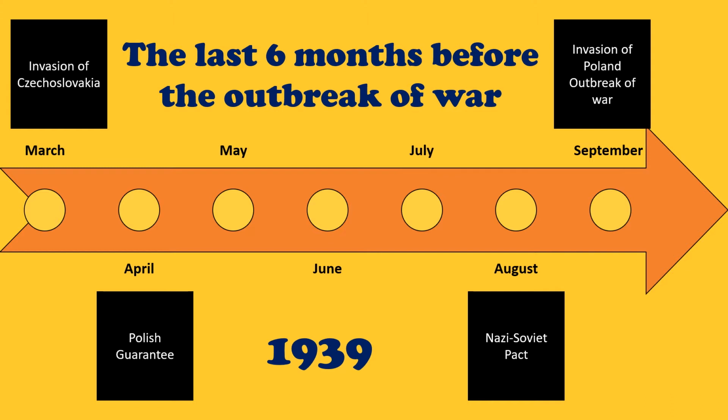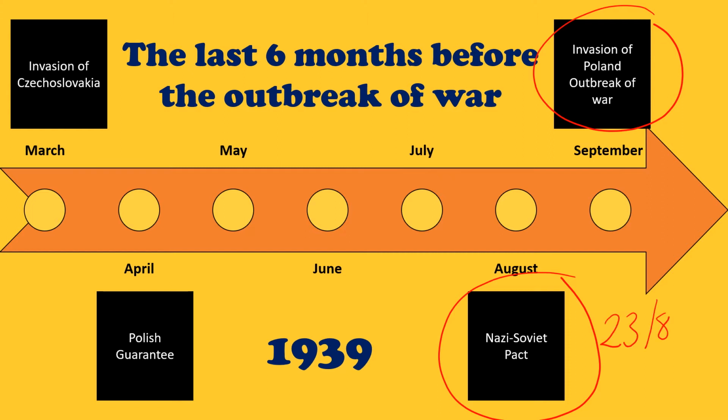And like I just said, our video today is going to be focusing on the Nazi-Soviet Pact and then the invasion of Poland, leading to the outbreak of war in September. Now, these two events happen very, very closely to each other indeed. The Nazi-Soviet Pact happens on the 23rd of August 1939. The invasion of Poland by the Nazis happens on the 1st of September.